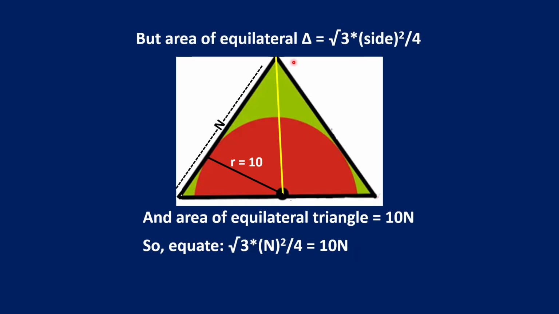But the area of an equilateral triangle is root 3 into side square by 4. There is a formula: for the area of an equilateral triangle, the formula is root 3 into side squared divided by 4. So if n is the side, the area should be root 3 n square by 4. But this is equal to 10n, which we just calculated as the area of the two halves. So root 3 n square by 4 is equal to 10n. We will solve this equation and find the value of n.